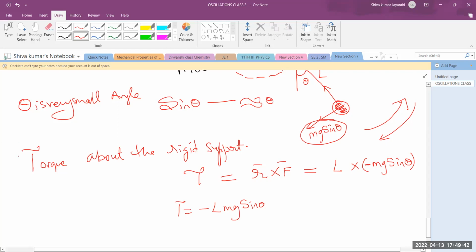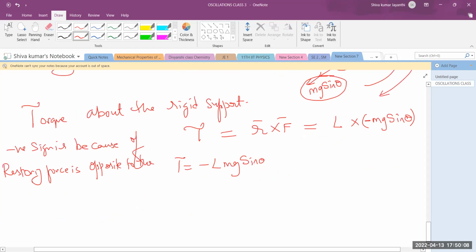You want me to write? I'll write that. Negative sign is because restoring force is opposite to the angular displacement. Right? Understood that? So that is the reason.